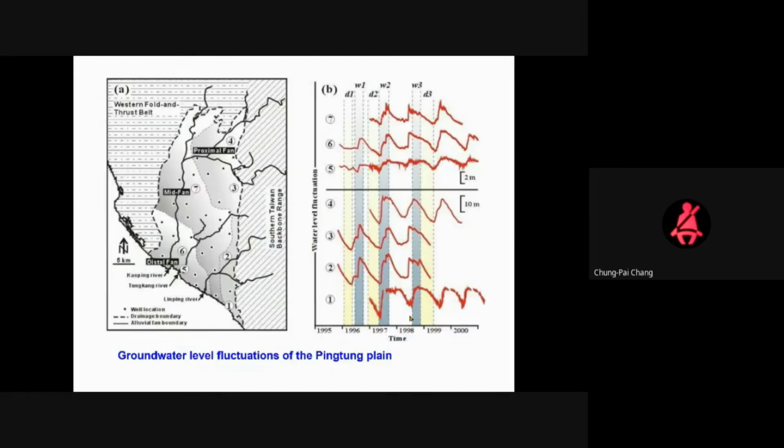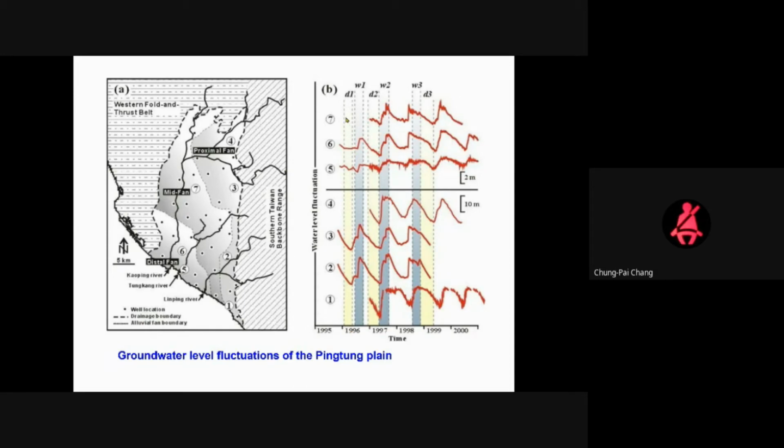And then we compare with groundwater level. This is well data from this... the horizontal axis shows the time from 1995 to 2000.